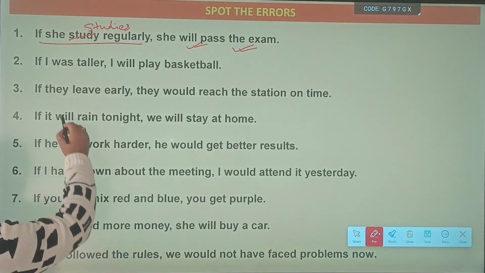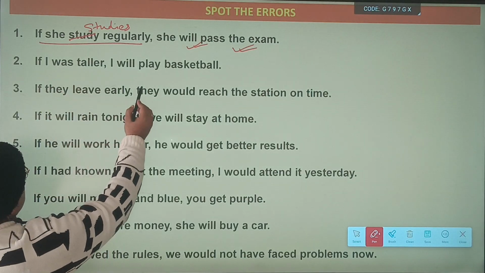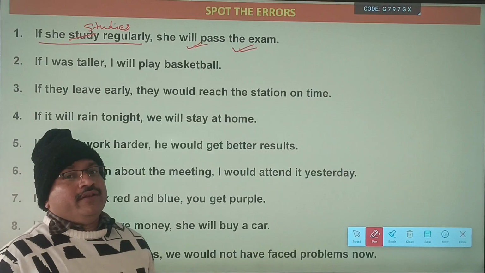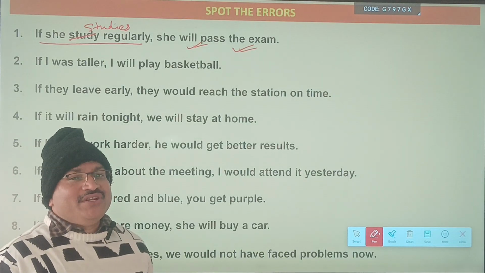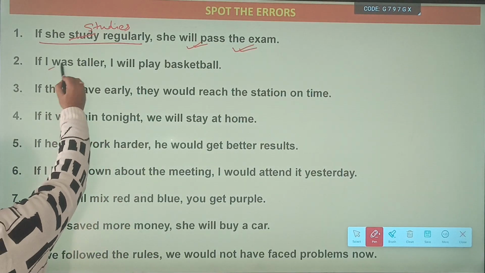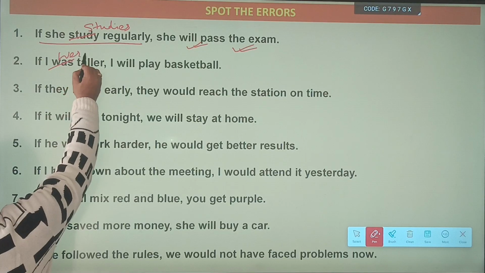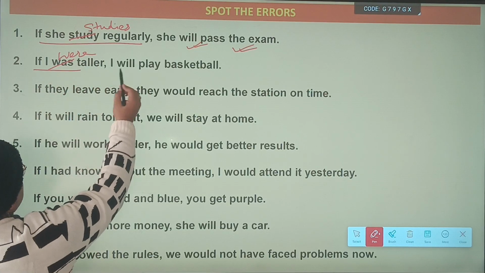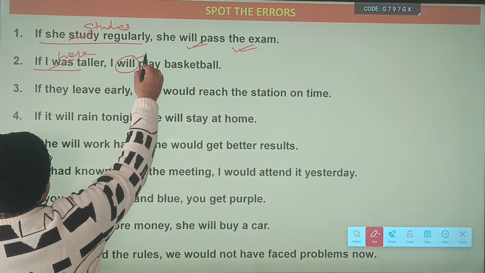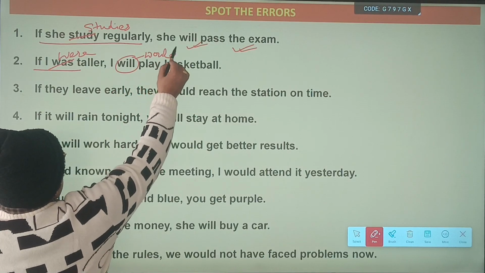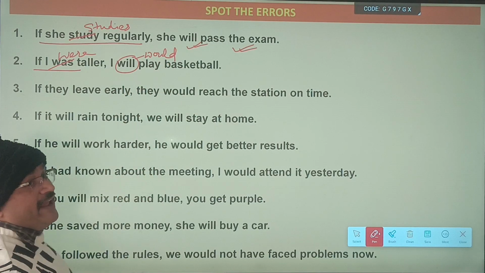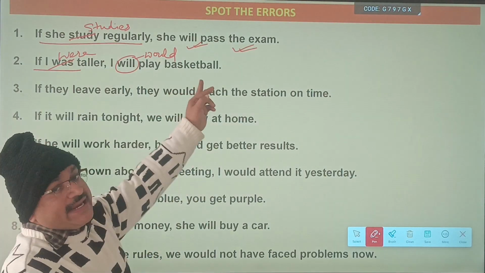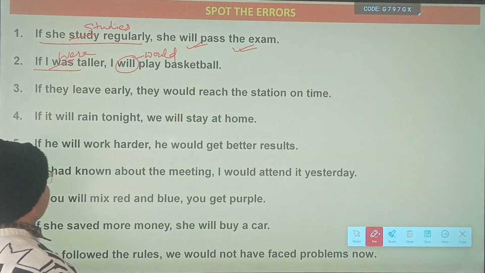Okay. If I was taller, I would play basketball. Tall. So it's kind of imagination. So if I was taller or if I were taller. So if I were taller, then the main clause will become would. I would play basketball. Yes or no? This is second conditional sentence.